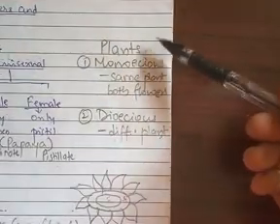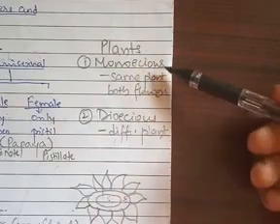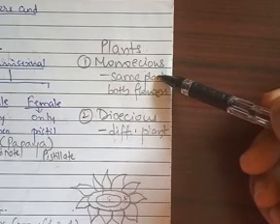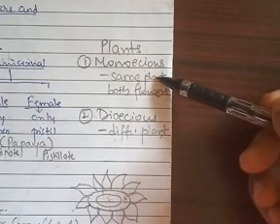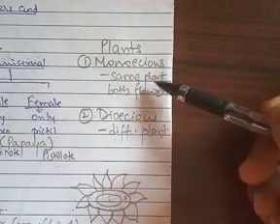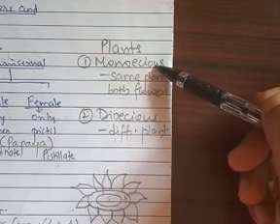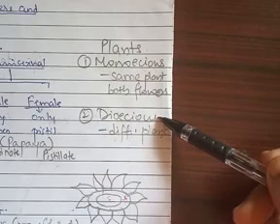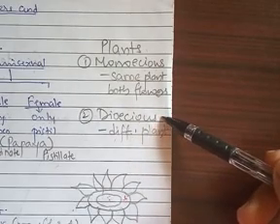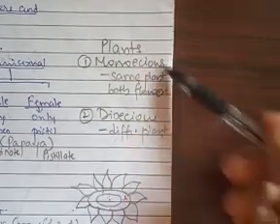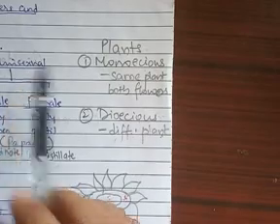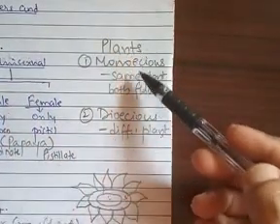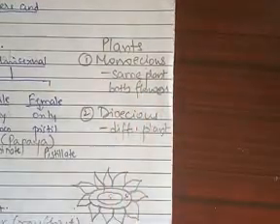There are two types of plants observed: monoecious plants and dioecious plants. When both the male and the female flowers are present on the same plant, it is called a monoecious plant. If the male and female flowers are present on two different plants, it is called a dioecious plant. Here we are talking about the unisexual type of flowers. Such plants are divided into two types, monoecious and dioecious.